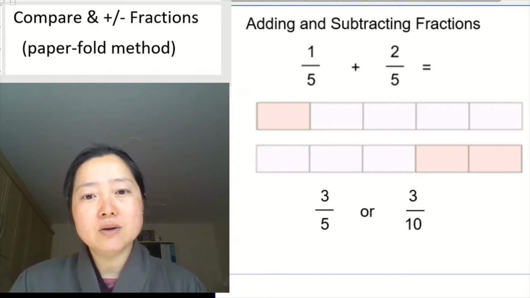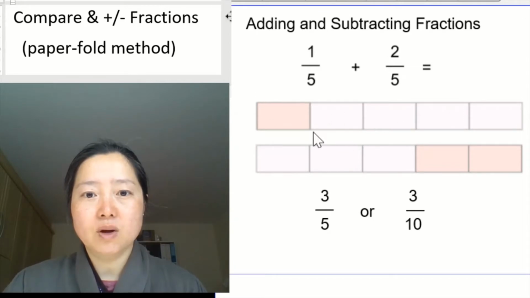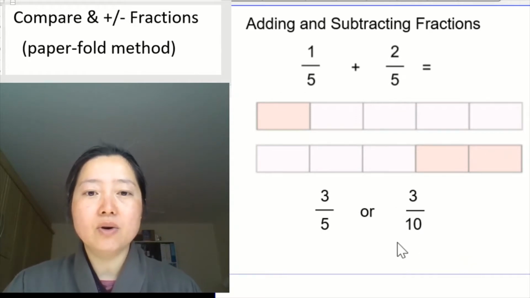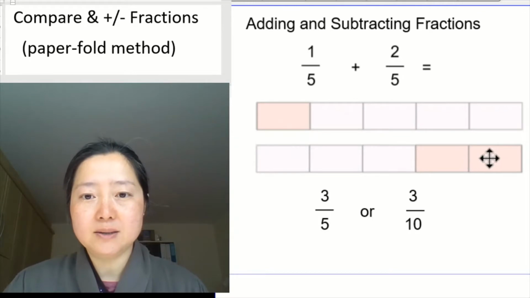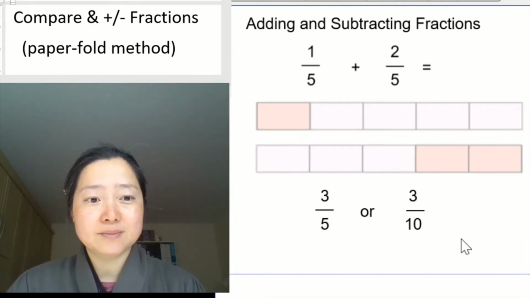So is the answer 3 pieces, 1, 2, 3, out of 10, which is 1, 2, 3, 4, 5, 6, 7, 8, 9, 10? Yeah, 3 tenths, 3 out of 10. Or is it 3 pieces out of 5? Pause the video, give it a thought, and keep your answer in your head before we come back.